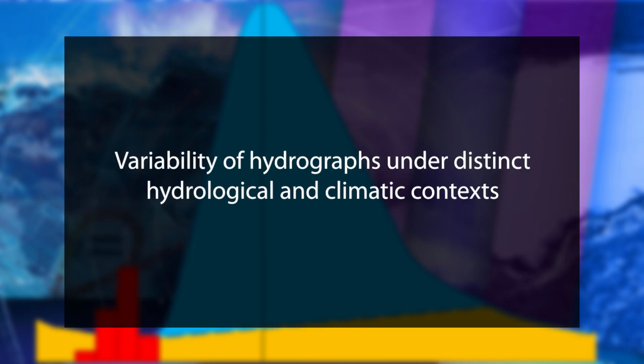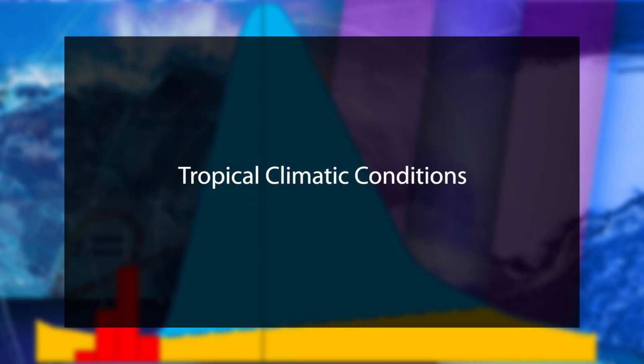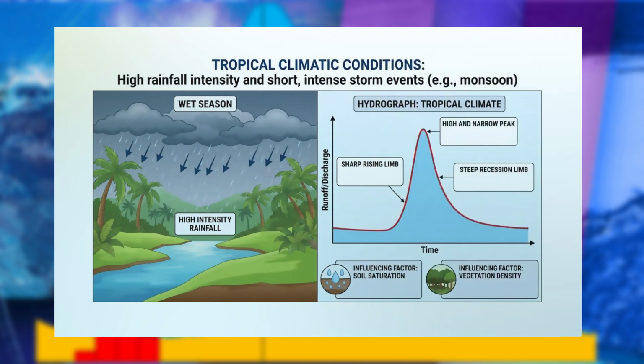Now, let us discuss the variability of hydrographs under distinct hydrological and climatic contexts. Under that, let us see the tropical climate conditions. These regions are characterized by high rainfall intensity, often associated with short and intense storm events. For example, monsoon regions produce periodic but extreme runoff contributions during wet seasons.